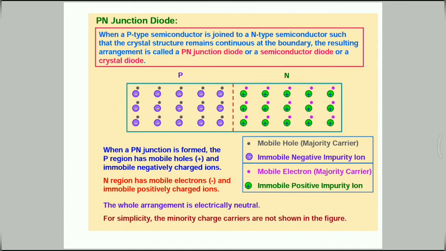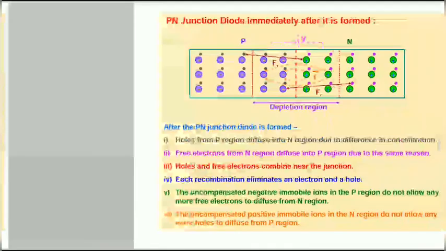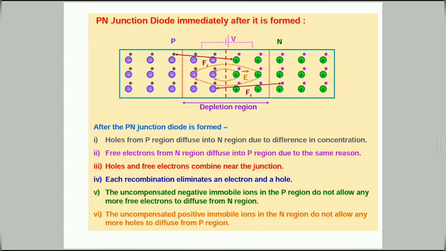The region on either side of the junction which becomes depleted, or free from mobile charge carriers, is called the depletion region or depletion layer. The width of the depletion region is of the order of 10 power minus 6 meters. The potential difference developed across the depletion region is called the potential barrier. It depends on the dopant concentration in the semiconductor and the temperature of the junction.